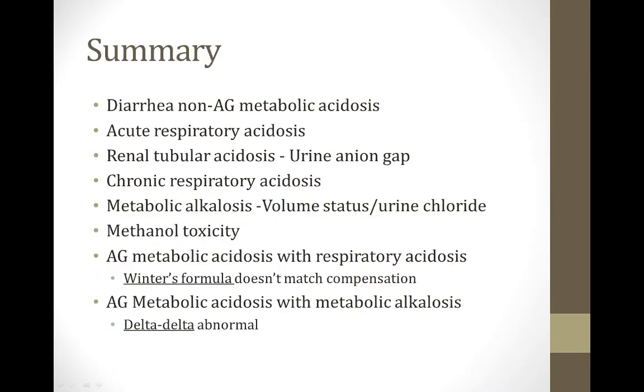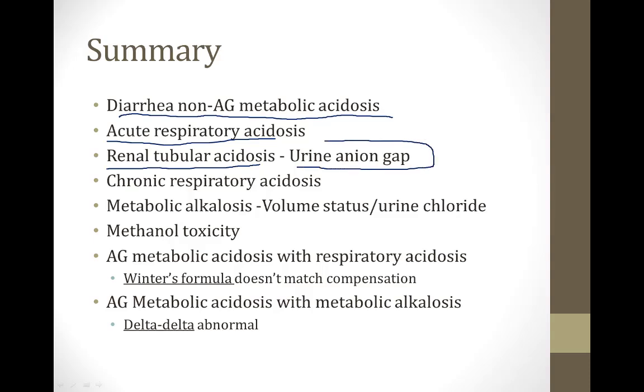So let me finish up with a summary of what we've seen in this module. We saw a case of diarrhea with a simple non-anion gap metabolic acidosis. That's a very basic acid-base problem that you should be able to solve. We saw an acute respiratory acidosis, and you should recognize that the CO2 goes up in acute respiratory problems, giving you an acidosis. We saw renal tubular acidosis, and remember that in these problems the urine anion gap is very helpful, and you should recognize question stems for RTA patients with things like kidney stones and autoimmune diseases.